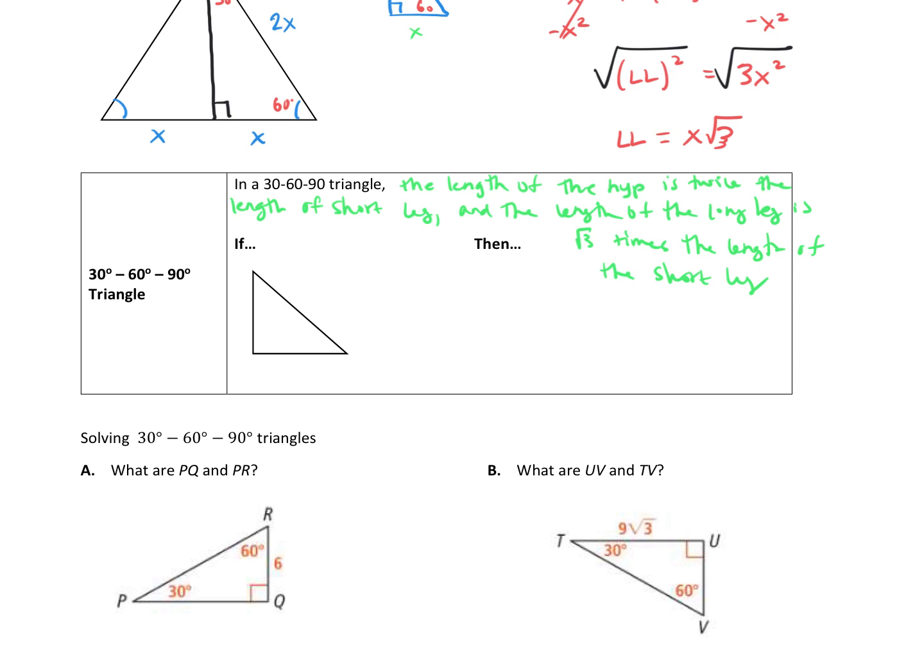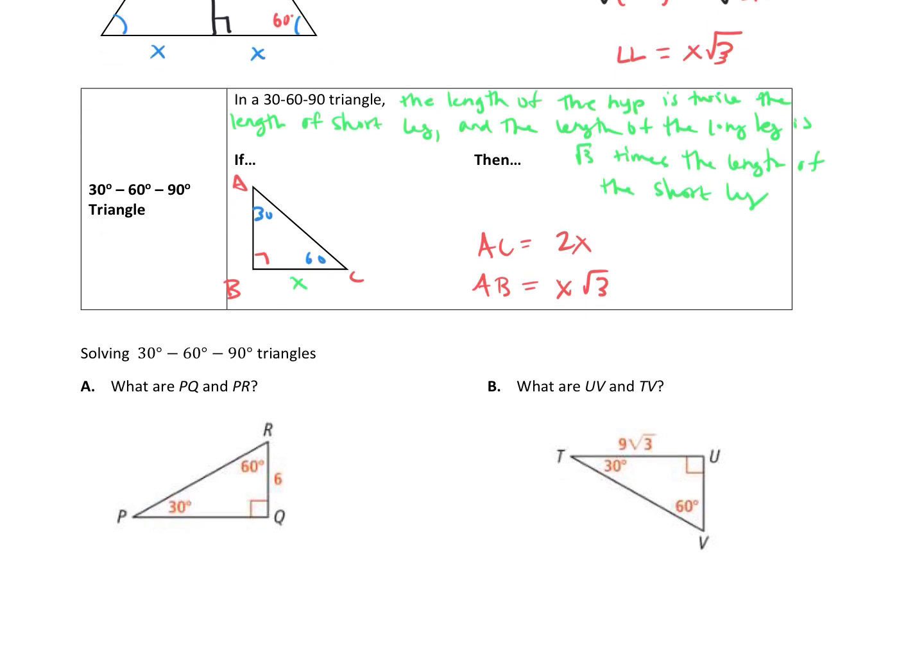Okay, so if you have a right triangle ABC where angle A is 30 degrees, angle C is 60 degrees. So if you have a 30, 60, 90 right triangle, with short leg across from the 30 as x, then that means that AC, our hypotenuse, is 2 times the short leg, and AB, our long leg, is root 3 times the short leg. So we write it as x times a root 3. Okay, let's put this into practice.